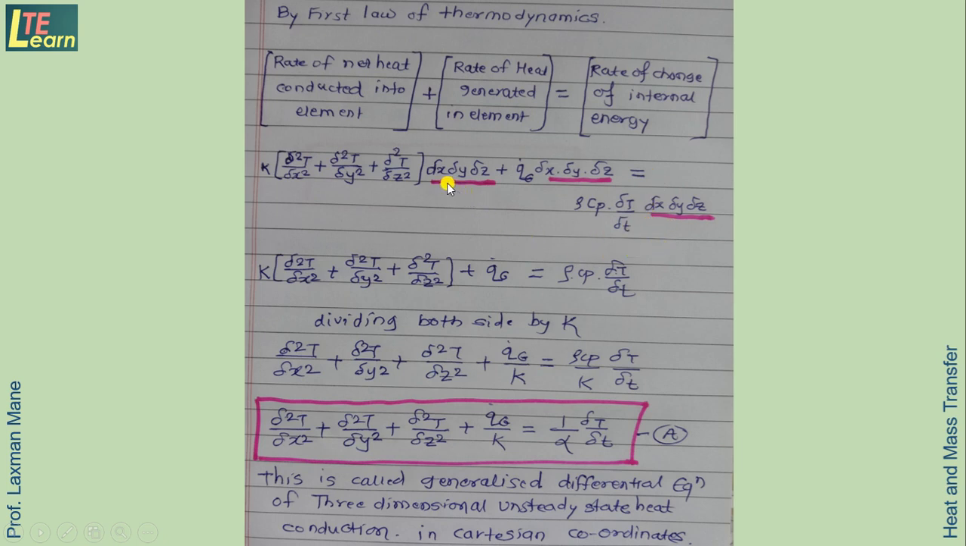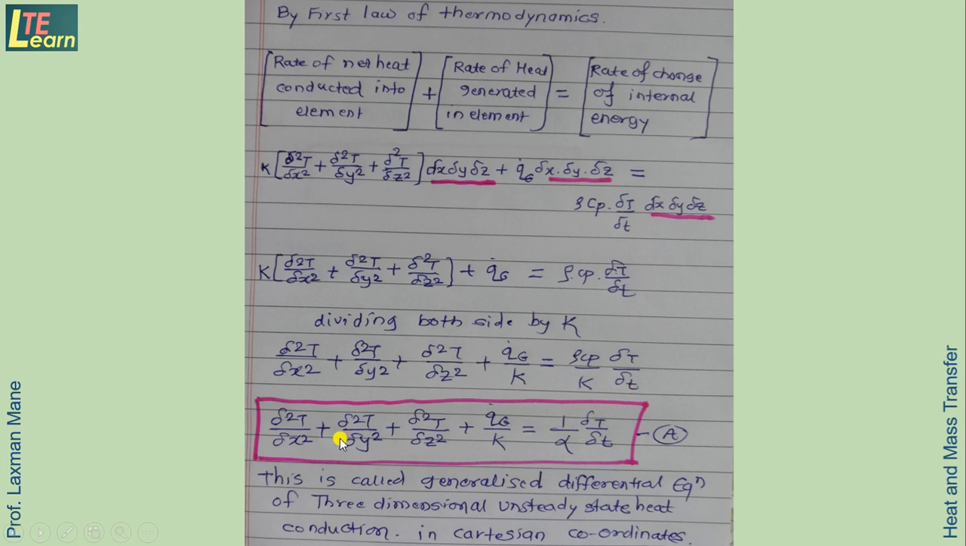If you observe here, the elemental volume is underlined, we can cancel it from the equation on both sides. So the remaining part is K into this bracket plus Qg is equal to rho Cp into del T, meaning temperature, divided by del t, the time. Now dividing both sides by thermal conductivity, here this bracket will come plus Qg upon K is equal to rho Cp by K into del T by del t.